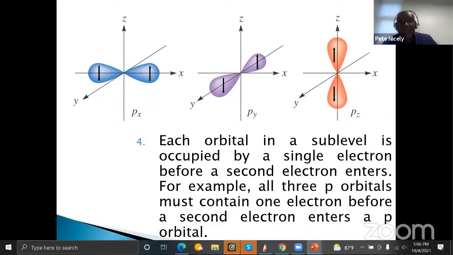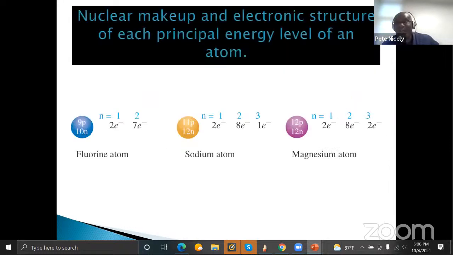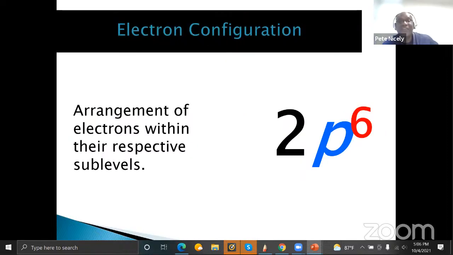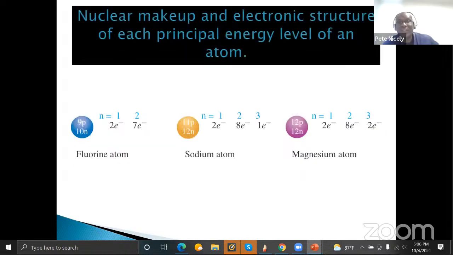All right. Okay, I'm going to stop here for today, because what we're going to get into, as I said before, is how do we assign the electrons to the different sublevels. All right. So that's it for today, unless there are any questions that you guys have.